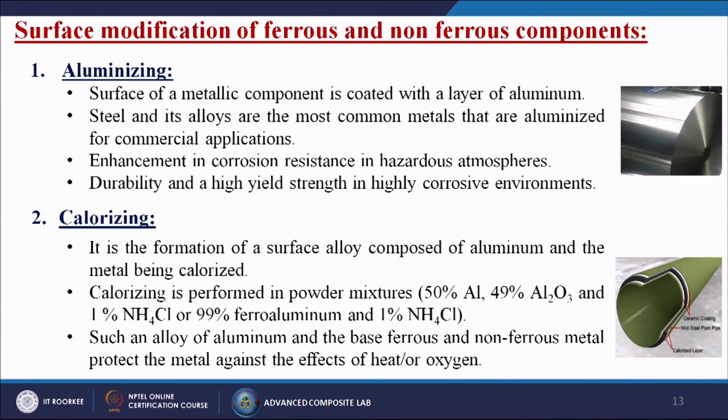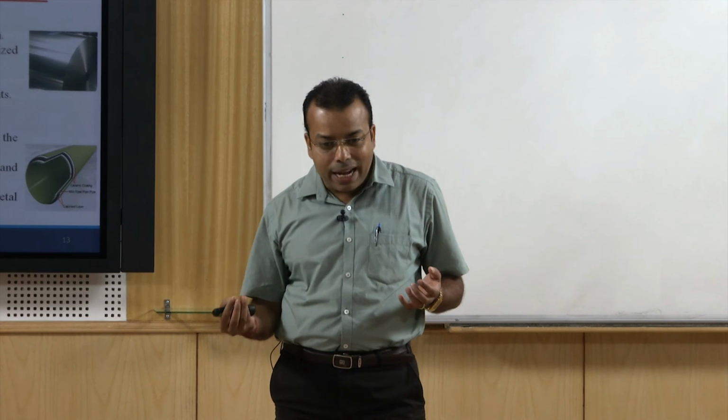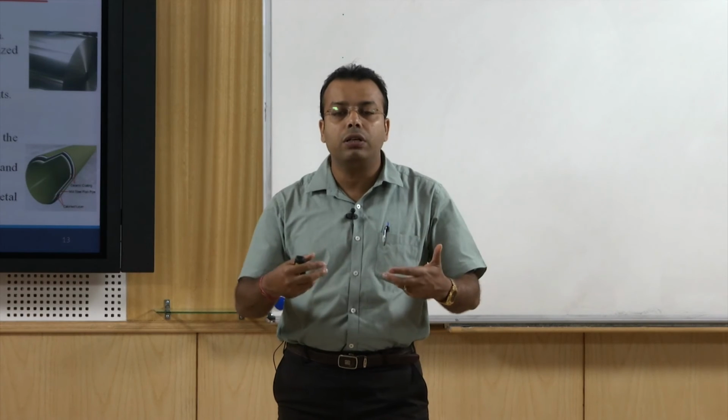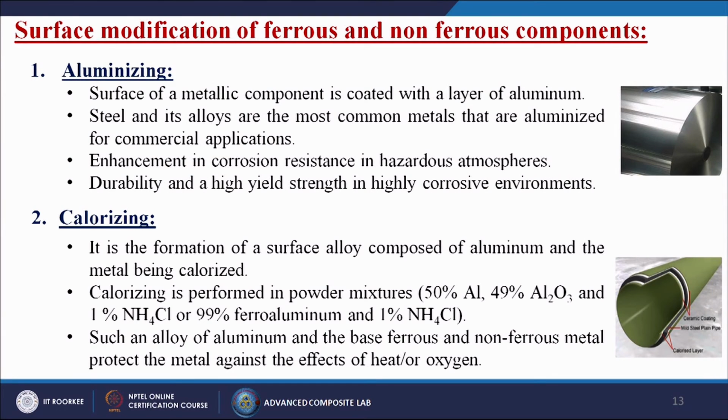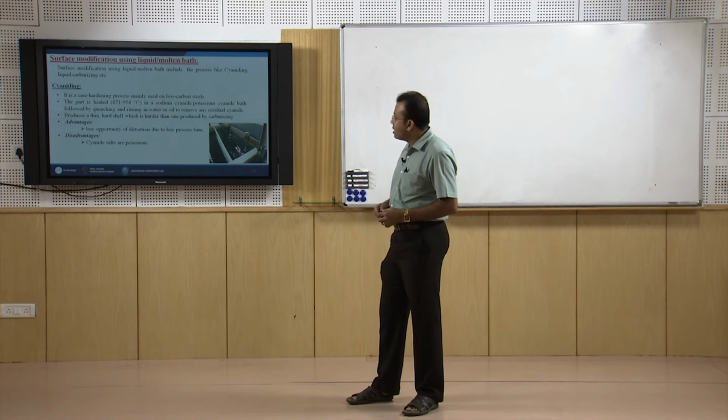Next one is called calorizing. Calorizing is also one kind of aluminum coating, but here we are also adding some kind of base material on which you are going to do the coating. It is a formation of a surface alloy composed of aluminum and the metal being calorized. Calorizing is performed in a powder mixture, generally 50% aluminum, 49% alumina and 1% ammonium chloride, or 99% ferroaluminium and 1% ammonium chloride mixture. Such an alloy of aluminum and the base ferrous or non-ferrous metal protects the metal against the effects of heat or oxygen.